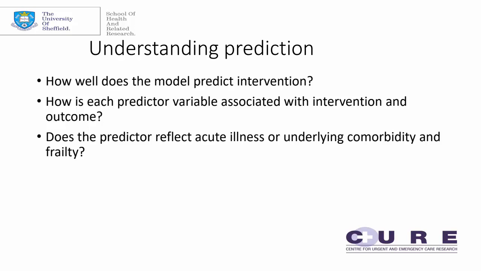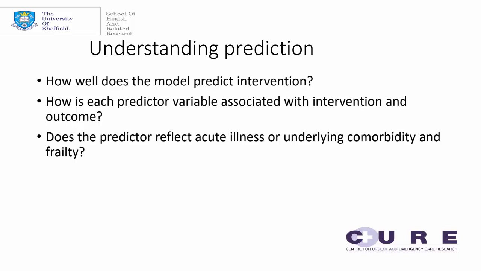There are a few questions we can ask when we look at our clinical prediction models. So we can look at how well does the model predict intervention as opposed to outcome? How well is each predictor variable associated with both intervention and outcome? And then does the predictor variable reflect acute illness or underlying comorbidity and frailty?